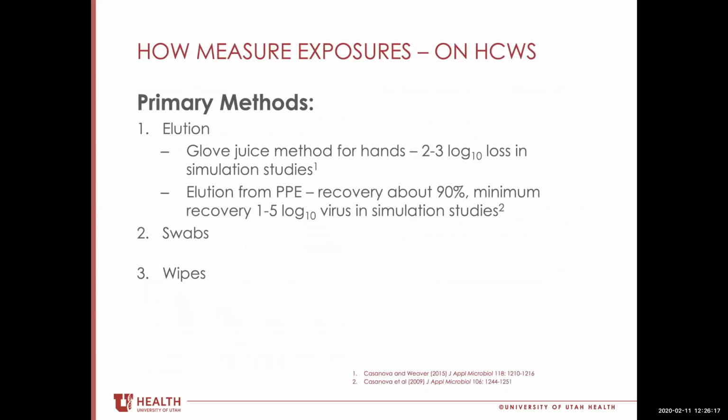On healthcare workers, there have been some studies to directly measure viruses, and I'll show you our results in a minute. There's a couple methods that are used. One is kind of elution methods, and the glove juice method is commonly used to study healthcare workers' hand contamination, especially for multi-drug resistant bacterial organisms. And in the glove juice method, you basically take the healthcare worker's hand and you put it in a bag or a glove that's filled with some kind of buffer, and then you massage the hand to elute the virus or bacteria off the hand into the liquid.